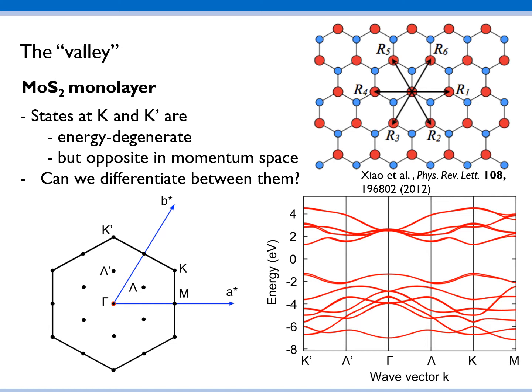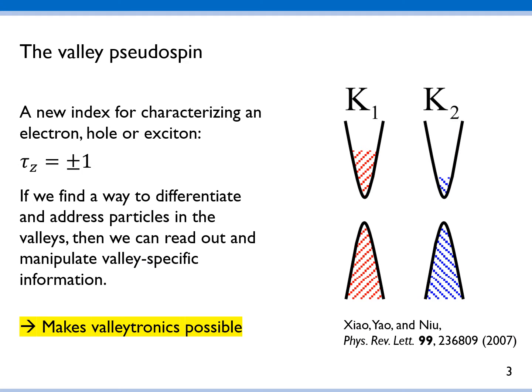Now the question we ask ourselves for the sake of Valleytronics is, if we now have those energy degenerate valleys, one at the K prime point and one at the K point, can we somehow make use of that and differentiate the electrons that are located in each valley, since those valleys are not equivalent? If we find a way to distinguish the valley information of the electron, so which valley it is located in, then we have a new index that we can describe the electron by. Is it in valley 1 or valley 2? We can attach that information to each electron.